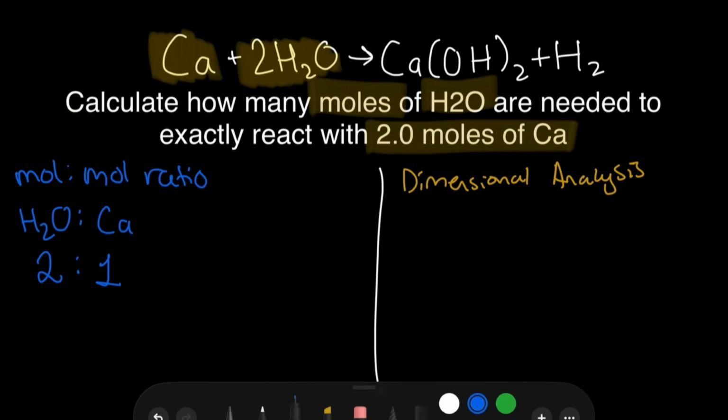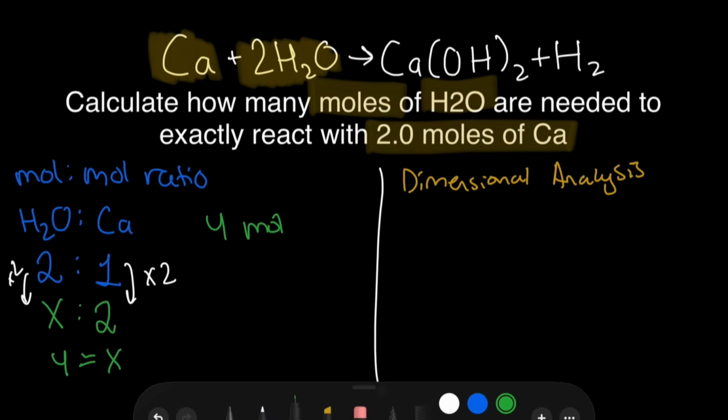But now it's asking how many moles of water would be needed to react with 2 moles of calcium. So now we can write a new ratio where there's 2 calcium, but we don't know how many moles of water. So we need to think about this logically. How do I get from 1 to 2? Well, I can multiply by 2. And whatever I do on one side, I have to do to the other side. So I do 2 times 2, and I'm going to get 4. So that means I'm going to need 4 moles of H2O to react with exactly 2 moles of calcium.